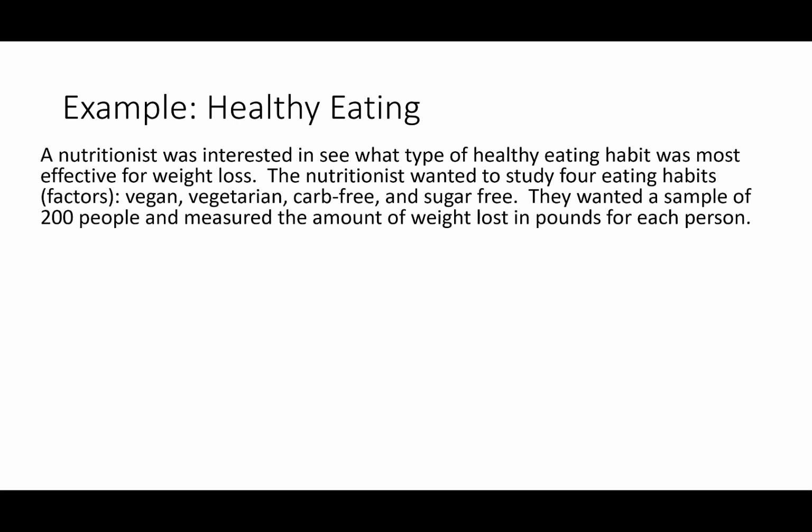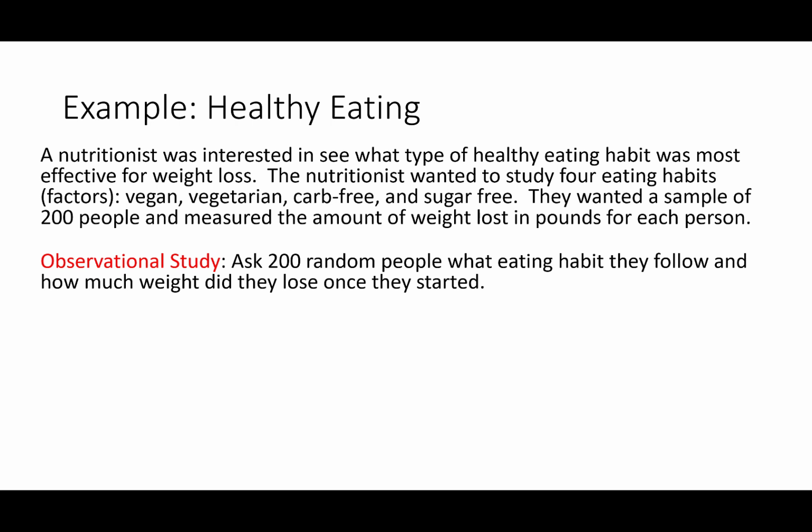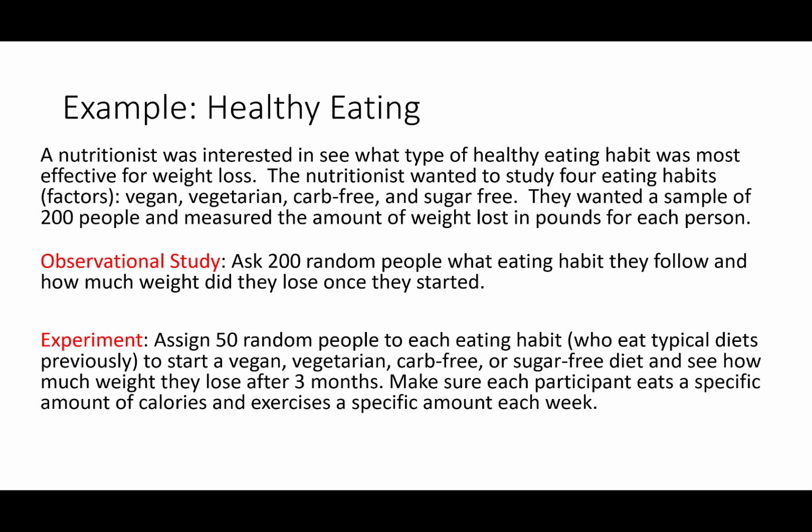So let's check out that observational study. What they would do is they could just ask 200 random people. Maybe on the street, maybe they take a poll, maybe they have some type of survey, send out an email. But they randomly ask 200 people what eating habit they have and how much weight did they lose once they started. So you'll notice we're not applying anything to these people. We're finding random people and asking them the amount of weight they lost and what type of eating habit they had.